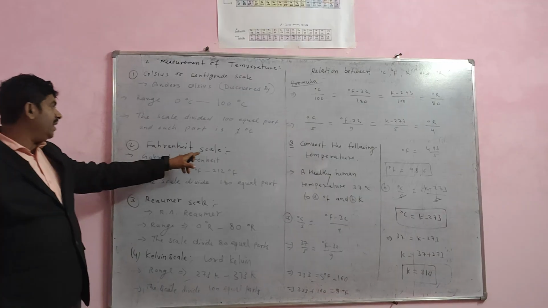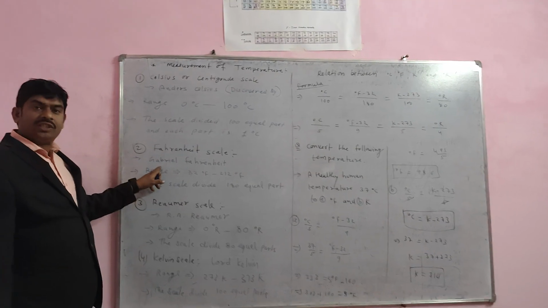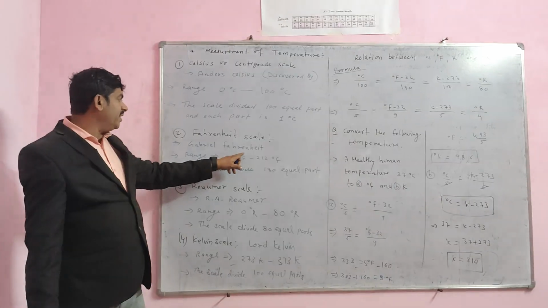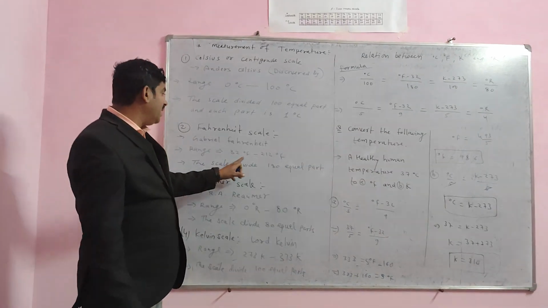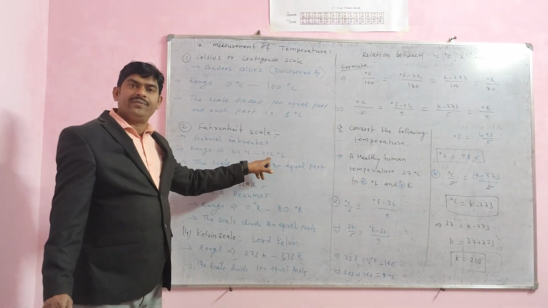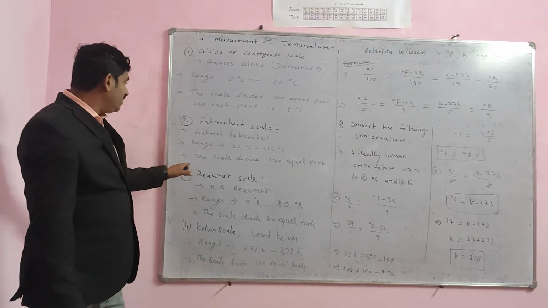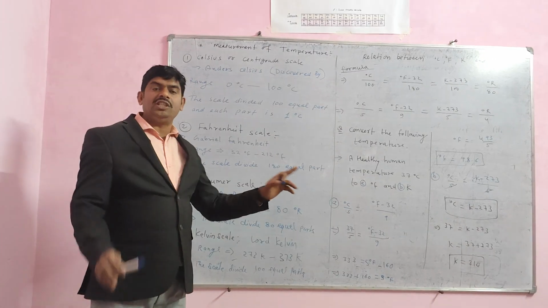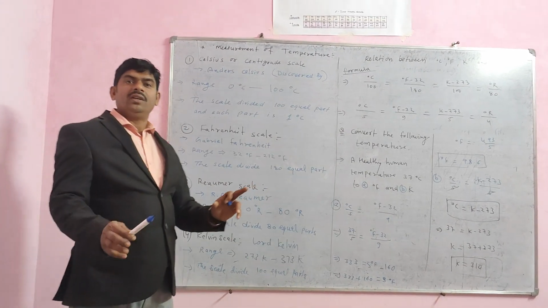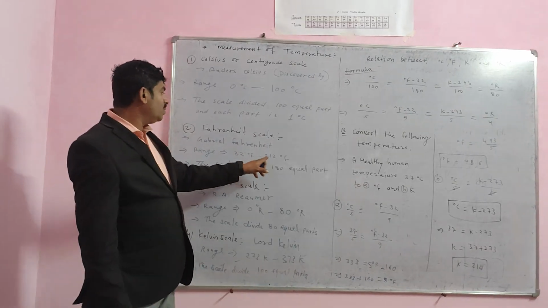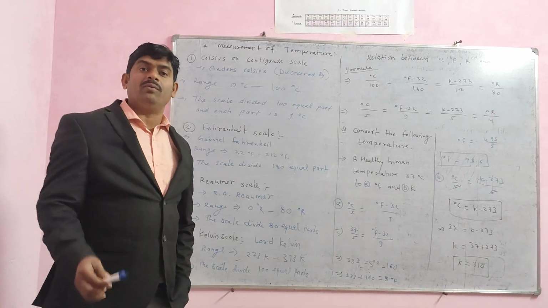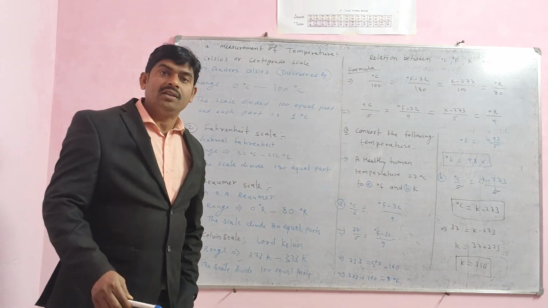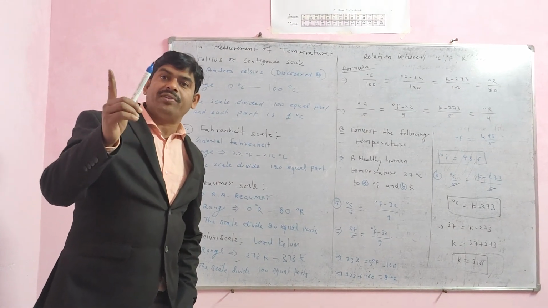Similarly, the Fahrenheit scale was discovered by Gabriel Fahrenheit. The range of the scale is 32 degrees Fahrenheit to 212 degrees Fahrenheit. The scale is divided into 180 equal parts. It means the range between 32 and 212 has 180 equal parts, and one part represents 1 degree Fahrenheit.